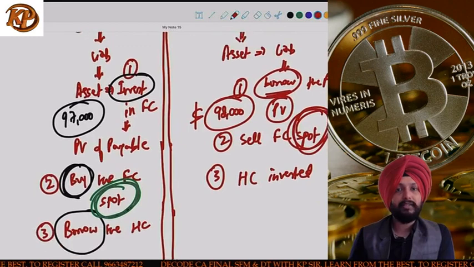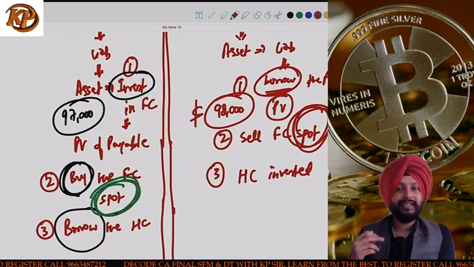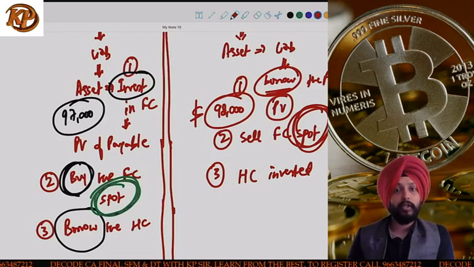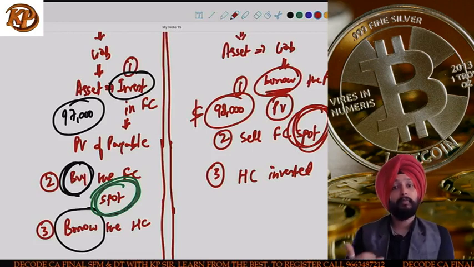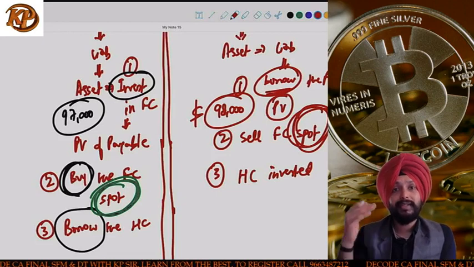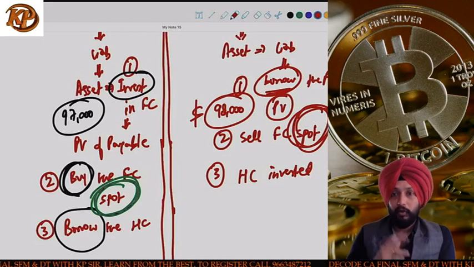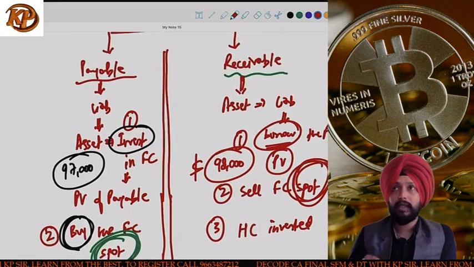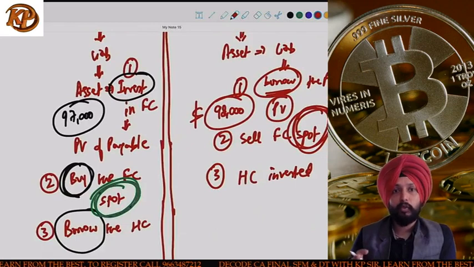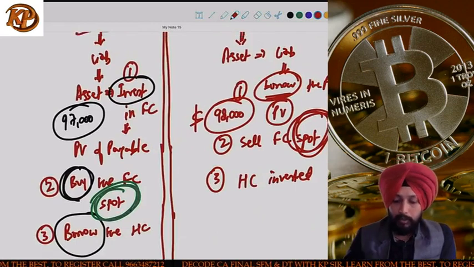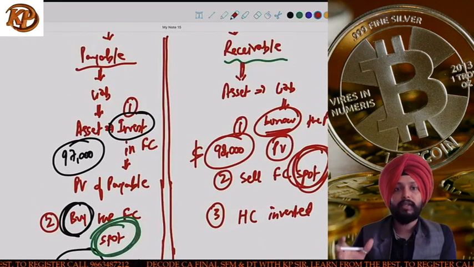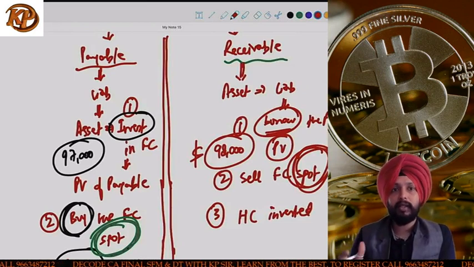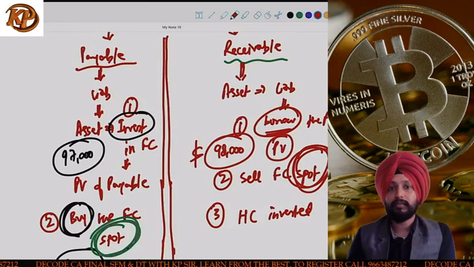So what are the 3 steps, guys? Step 1 is borrow, step 2 is sell, step 3 is invest. Borrow, sell, invest. It is exactly opposite of what we studied for payable, and payable was borrow, then invest. So the best way to remember this is by looking at the payable or receivable, whether you have an asset or a liability, and accordingly you start thinking: against an asset we create a liability, or against a liability we create an asset.